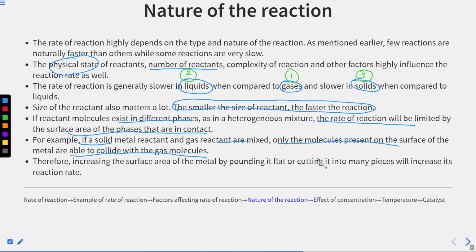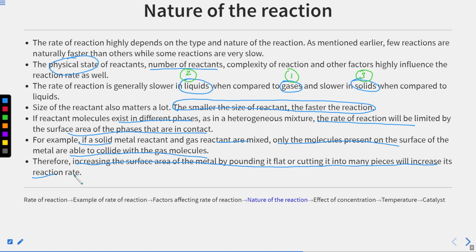But if you are taking two different phases, then there would be a phase boundary. Suppose we have a solid metal reactant and a gas reactant, so there would be a phase boundary. Only the molecules present at the surface of the solid would be allowed to interact. That would decrease the number of collisions between the solid and gas reactants, and the reaction would be comparatively slower. That is the reason we increase the surface area of the metal by pounding or cutting it into many pieces. If you have studied catalysts, you must have seen that we generally take finely divided metal.